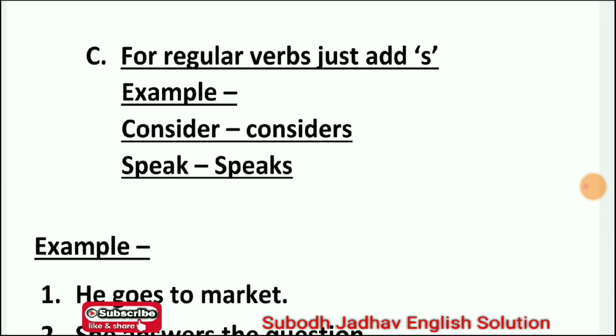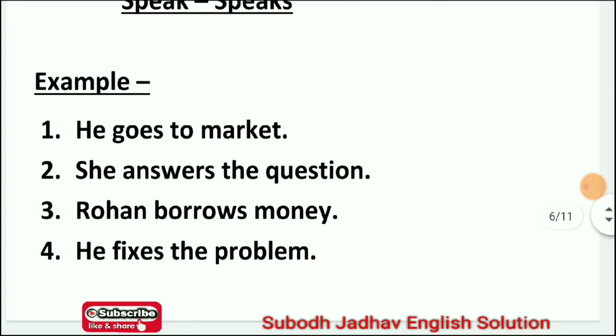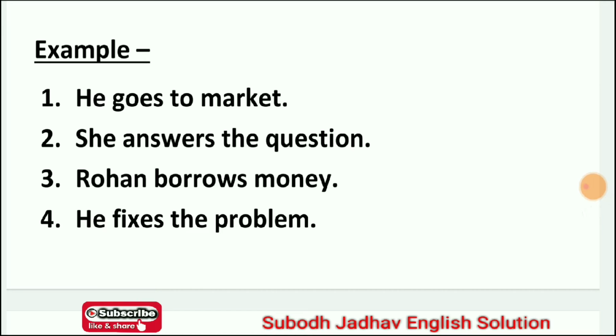We have some examples. You can see that these sentences all start with he, she or a noun. Rohan is a singular proper noun. He goes to market: he is the subject, therefore we add es with go. She answers the question. Rohan borrows the money. He fixes the problem. These are examples of simple present, because the structure is the same: subject plus verb. You can see that he is the subject, go is the verb, and to market is the object. She is the subject, answers is the verb, and the question is the object.